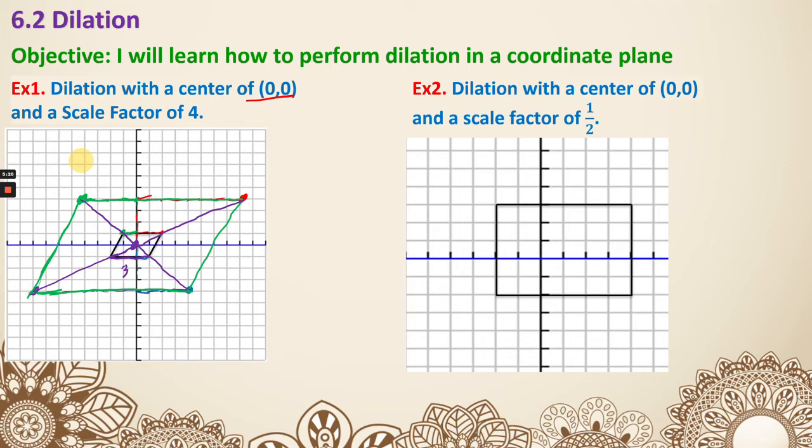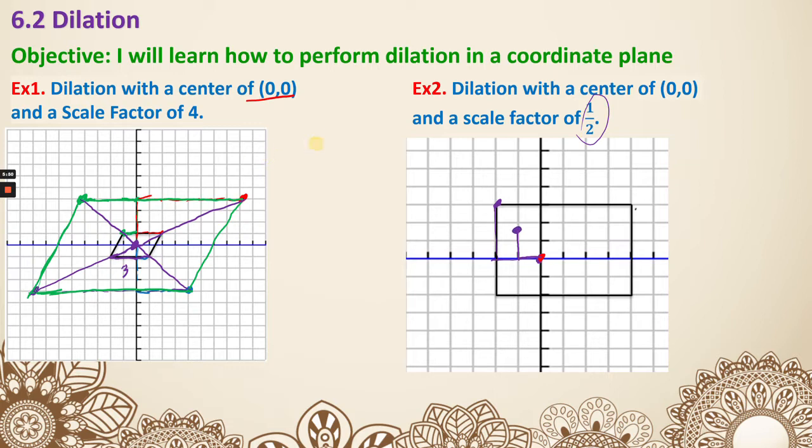Example 2, dilation still with center at 0. So you see this is compared to the center. I'm going to highlight the center. I'm going to deal with each point separately. So this top left corner, that point is 2 to the left, then up 3. I need 1/2, which means I'm going to go 1 left and then 1.5 up. So I end up with a point right there.